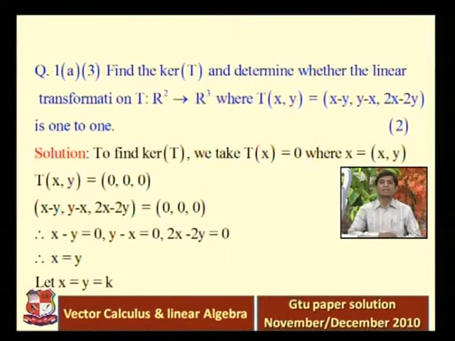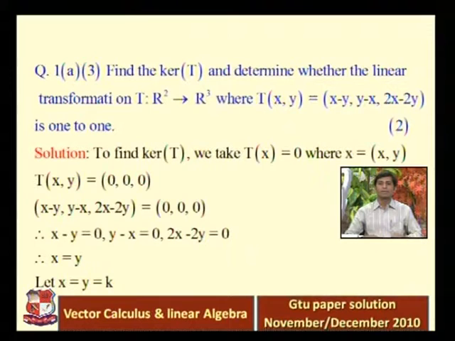So T of (x, y) is equal to (0, 0, 0). Now what is T of (x, y)? That is already defined in the statement of this example. T of (x, y) is equal to (x minus y, y minus x, 2x minus 2y). So we use that one: (x minus y, y minus x, 2x minus 2y) is equal to (0, 0, 0).